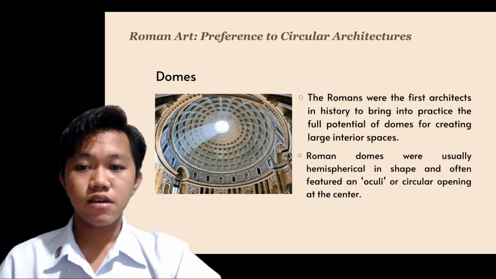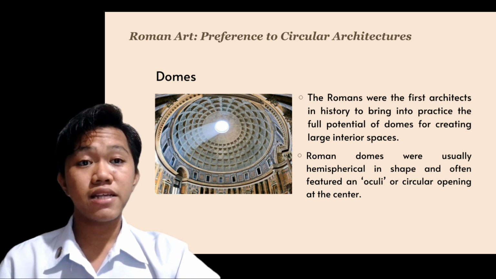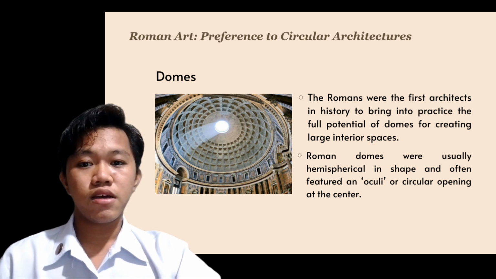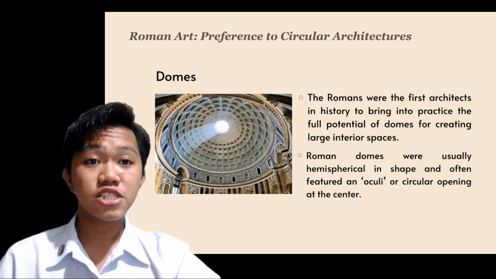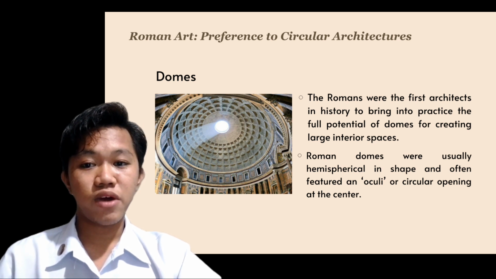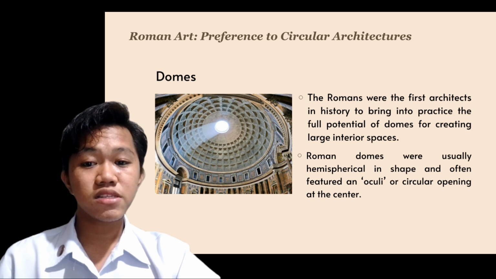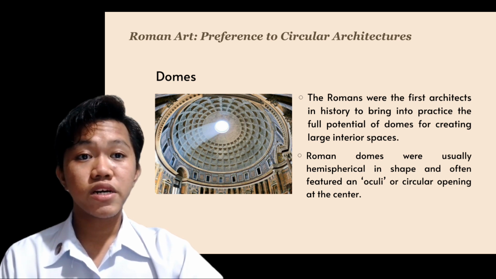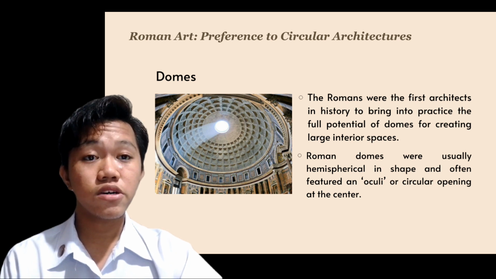Next, we have the domes. The Romans were the first architects in history to fully utilize domes' ability to create expansive interior rooms. The Romans used domes in a wide range of structures, including bathhouses, temples, palaces, mausoleums, and subsequently churches. While domes can be traced back to ancient Mesopotamia, the domes associated with Roman architecture were initially built in Rome and the neighboring provinces in the 1st century BCE. Roman domes were hemispherical in design and frequently had a round aperture in the center known as an oculus.